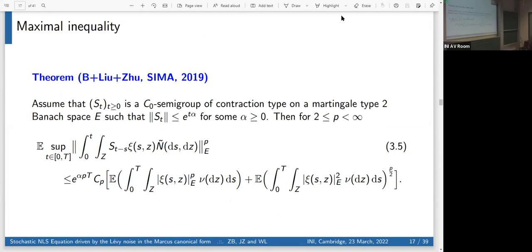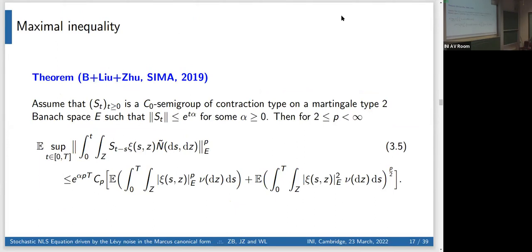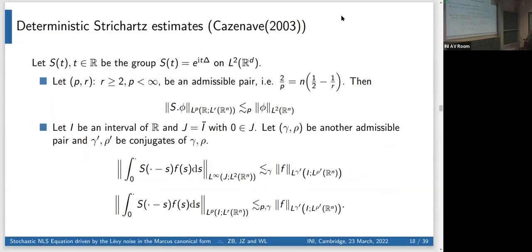Then what is next is that this inequality could be used to prove the generalized Strichartz estimate. Or this is still not Strichartz, the maximal inequality, but maybe I skip this, but then you have a Strichartz estimate. I mentioned already the deterministic Strichartz estimate. This Strichartz estimate involves this admissible pair p and r. And what it says is that if I take initial data phi, then the trajectory is integrable with respect to power p with respect to time with values in L^r, and it satisfies this condition.